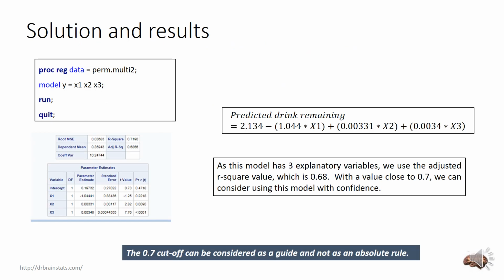And this is our solution and end results. The code should look very familiar, and understanding the results should be straightforward. And with an adjusted R squared of 0.68, this is a very close value to 0.7, so we could consider using this model with confidence.